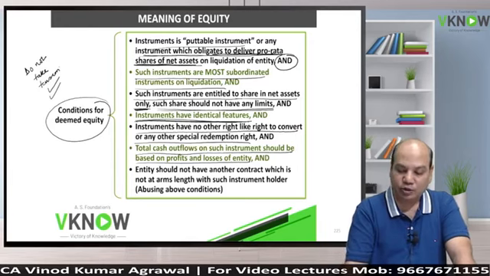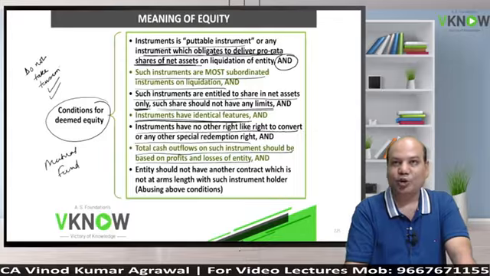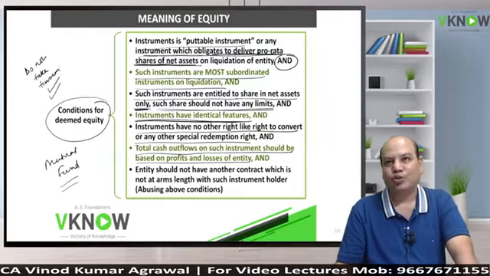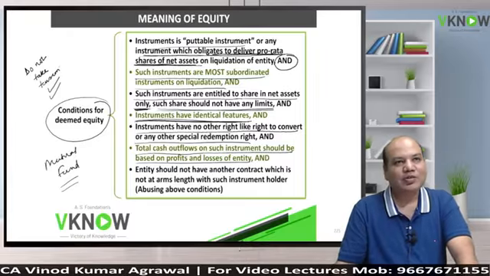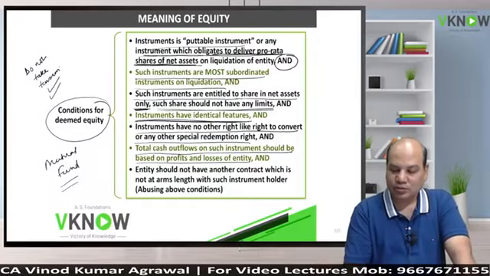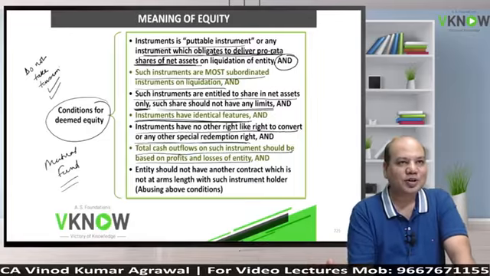Just bring before your eyes a mutual fund unit and you will find it fits into all of this. Yes or no? How much does the mutual fund unit holder earn? It depends on the profit or loss earned by the mutual fund. They don't pay you a fixed amount. They pay you as much as they earn and they distribute it among the unit holders. And all the units are alike. All units have no special redemption right or anything.